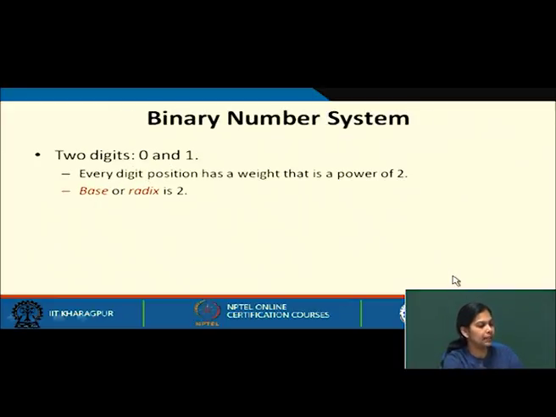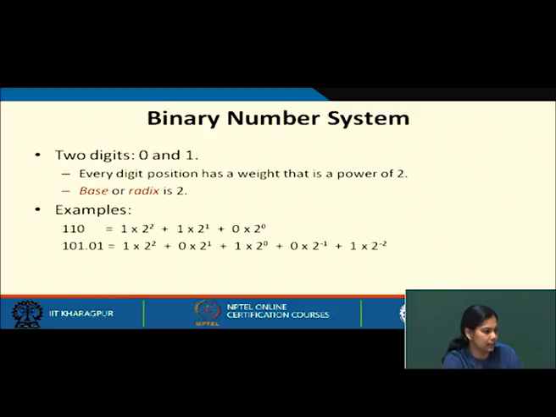Coming to the binary number system. In the binary number system, we all know we have 2 digits, 0 and 1, and every digit position has a weight that is a power of 2. In the decimal number system we have powers of 10, and here we have powers of 2. So, the base or the radix here is 2.